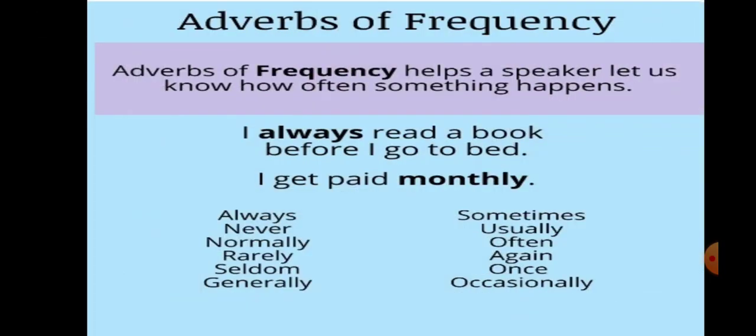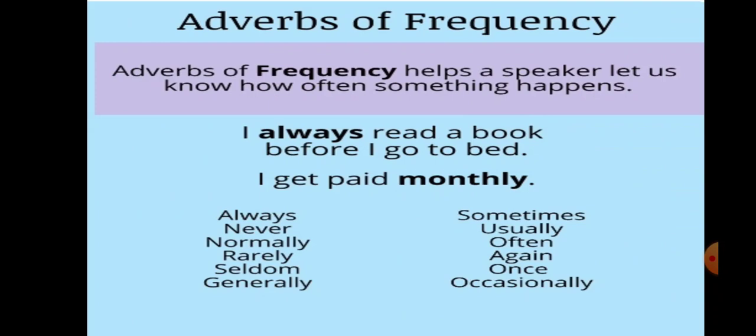Next kind is adverbs of frequency. This kind of adverb is given in your book. Adverbs of frequency help a speaker let us know how often something happens. They indicate how often an action takes place. It answers the question how often, how often the action is done. It talks about the frequency of an action.